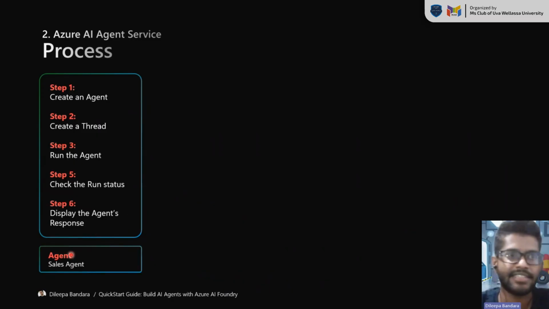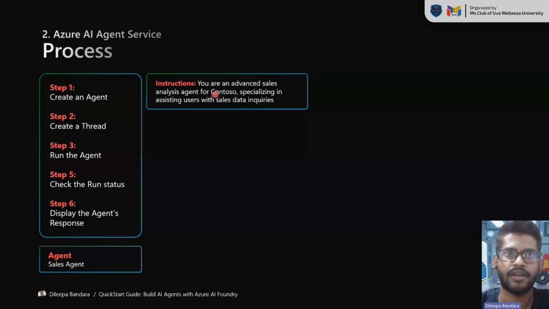All right, this is the agent that we are going to create today. It's a sales agent. So this is going to be the instruction. I already mentioned we have three things when we are creating an agent, right? First one is the agent's name, that's a sales agent. Second one is the instruction. So we can give an instruction like you are an advanced sales analysis agent for Contoso, right? Contoso is a fictional company created by Microsoft. If you want, you can give your own company name. So you are specializing in assisting users with sales data inquiries.